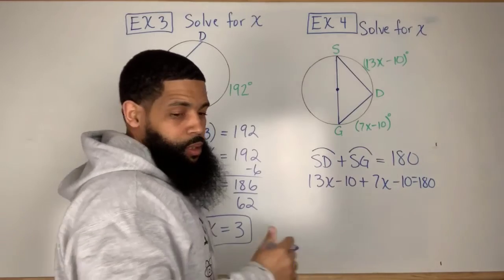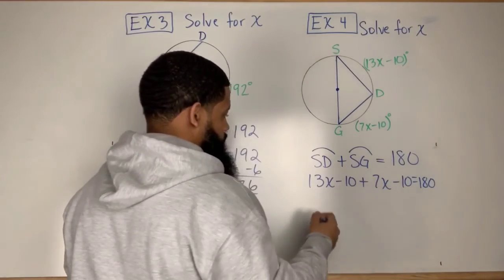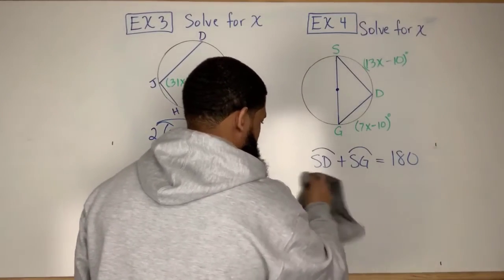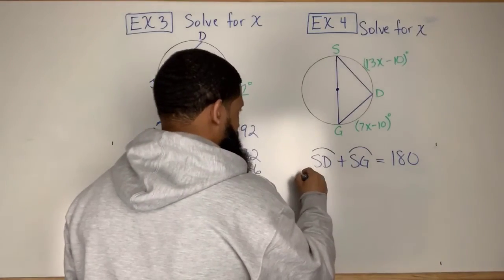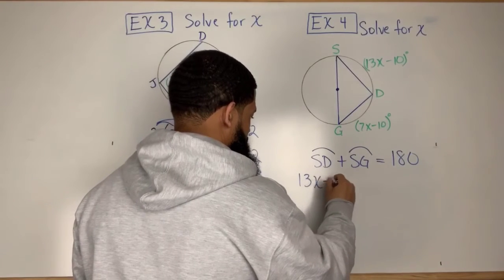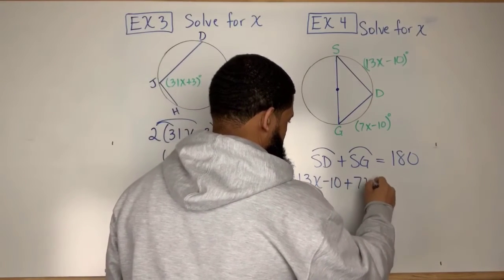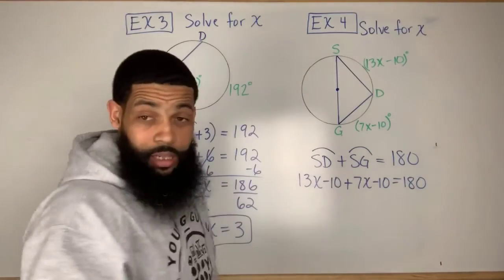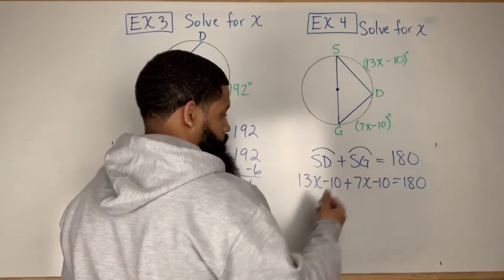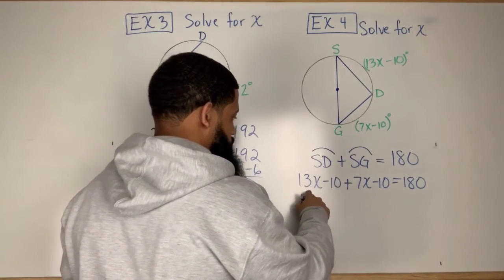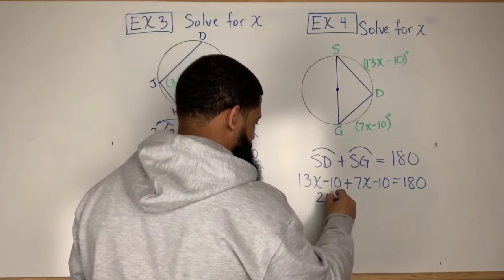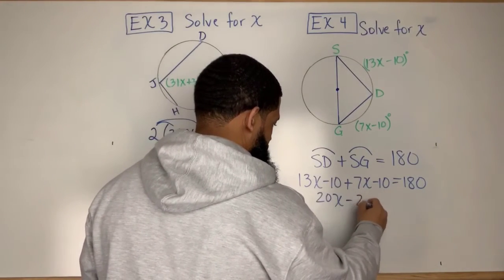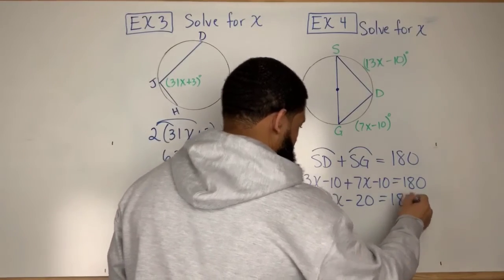All right, in this case, since that equals 180, let me write it a little bit to the left. So 13x minus 10 plus 7x minus 10 equals 180. All right, we're going to combine like terms and then solve this like a general multi-step equation. So 13x plus 7x gives me 20x, negative 10 plus negative 10 is minus 20, equals 180. And now we solve that.